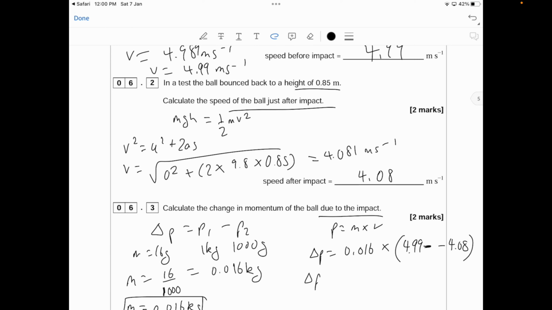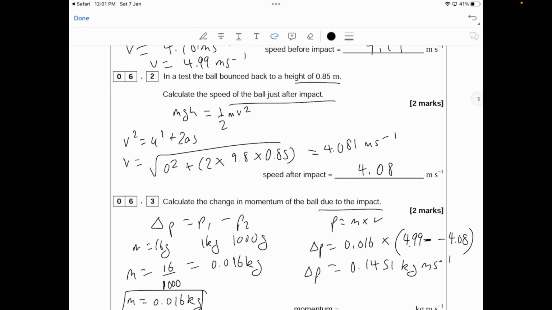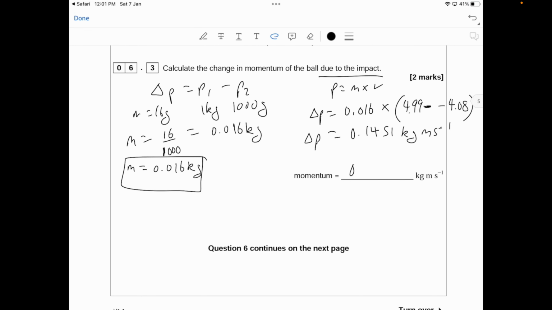So indirectly, your change in momentum would be your mass, which is 0.0616, times 4.99 minus, because they're in the opposite direction when the ball bounces back. So we know that it's going to give us a value of about 0.1451 kilograms meters per second. If you round this off, it's going to become 0.145 kg m/s. This is going to be your answer for about 2 marks.